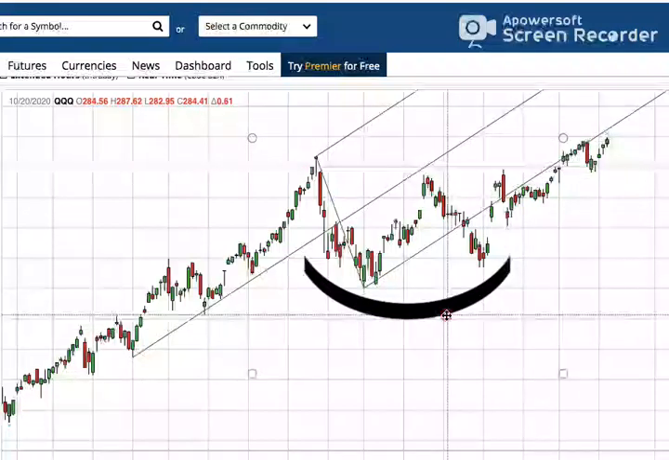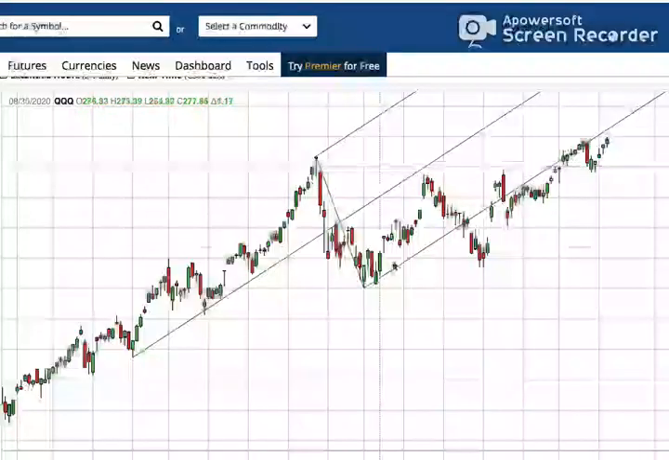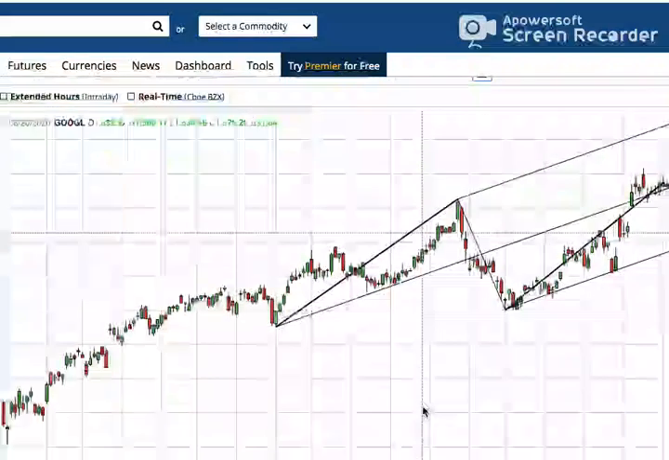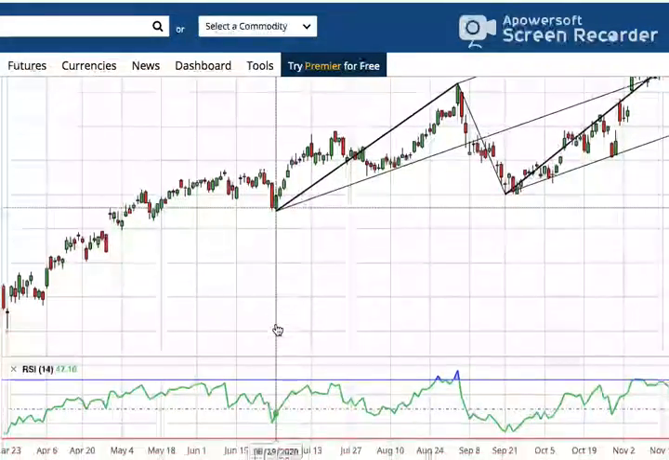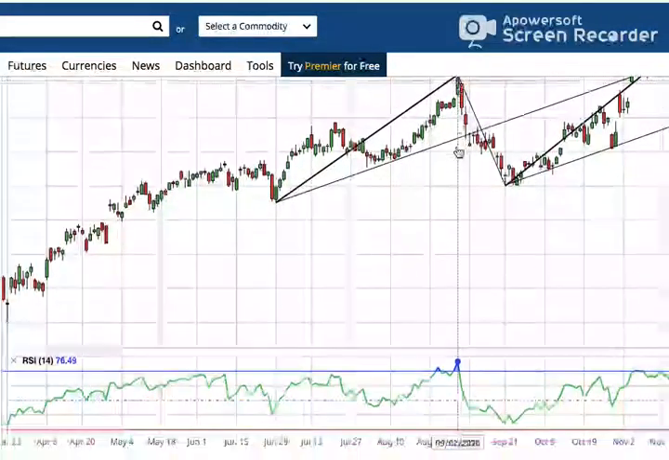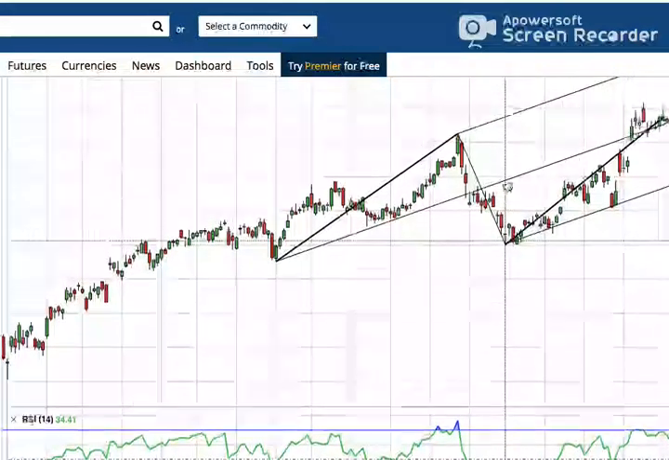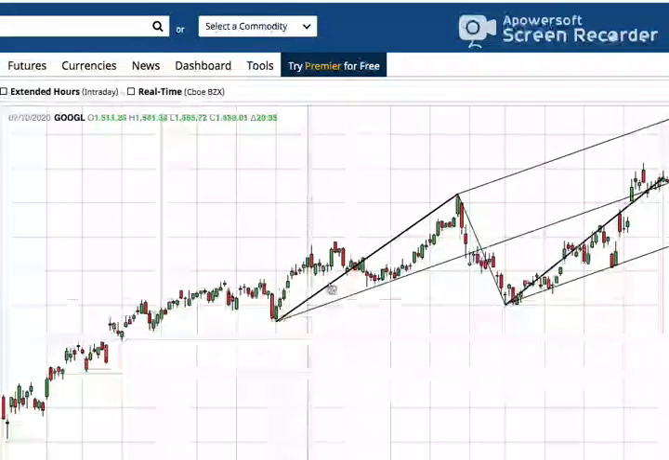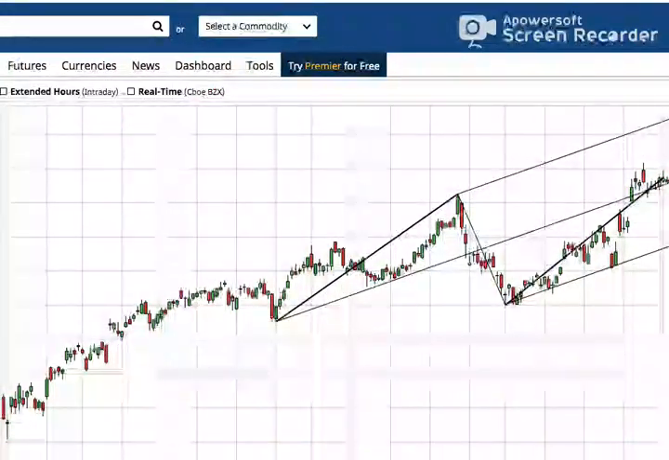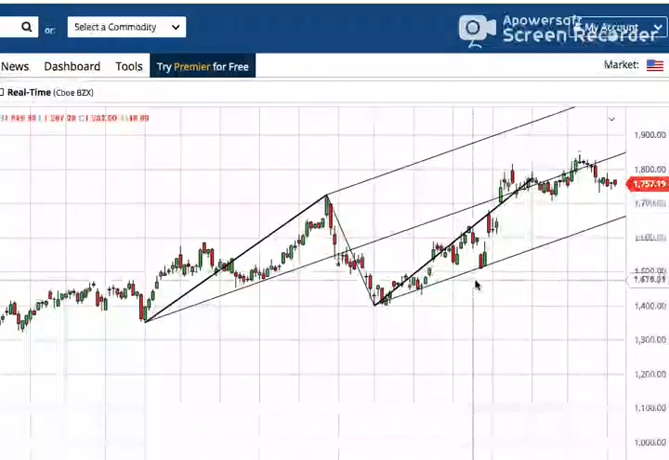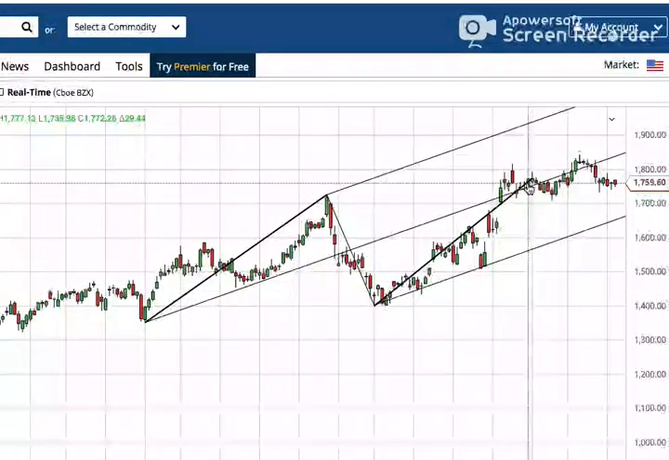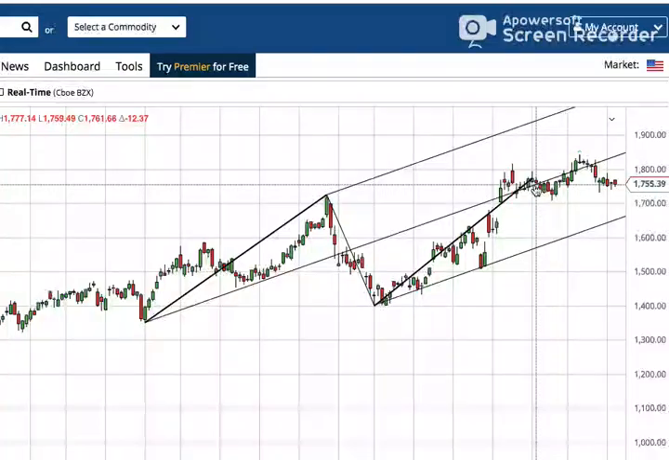Okay, so from an Andrews pitchfork perspective, if we look at Google, this is the low in June, this is the high in September, and this is the low in September. We can see that if you took the length of this move and placed it at the low of September, Google has reached the median of this pitchfork, and it has also reached the equal legs target.